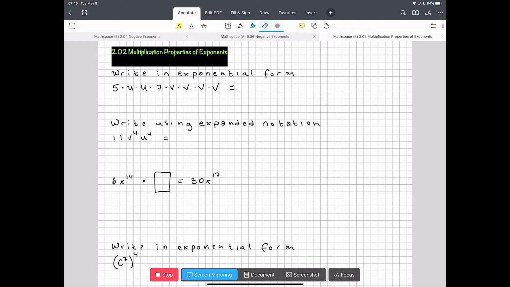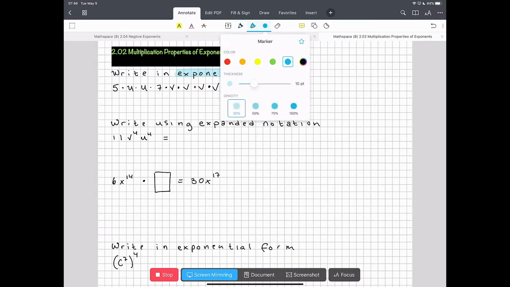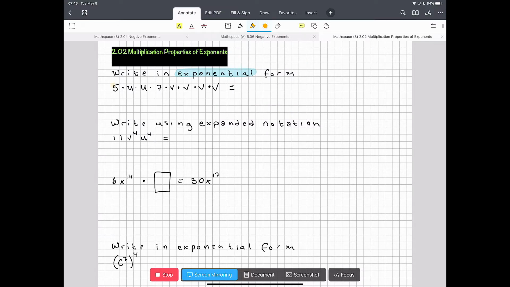So the first type of problem that trips people up is this one here: write in exponential form, and the problem is 5 times u times 7 times v times v times v times v. So we've got to read the question carefully. It's asking for exponential form. So we need exponents in our answers, and what I'm looking for here is, are there things that I can simplify? Well, I can simplify 5 times 7. So right away, 5 times 7, the constants simplify out to 35.